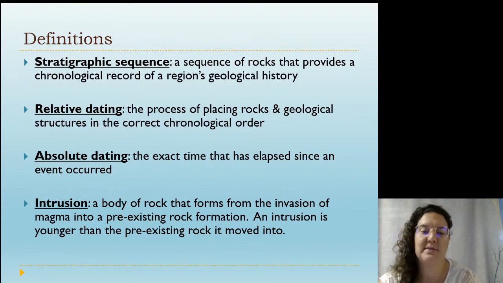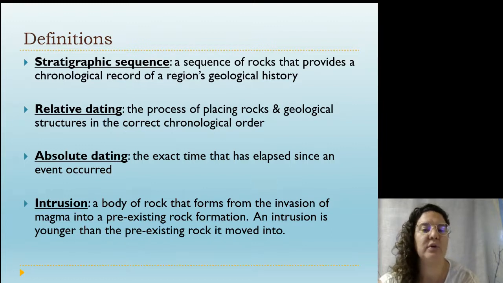Another one is relative dating. And this is the process of placing rocks or other geological structures into the correct chronological order. So we're not looking exactly at how old they are or what year they were formed, but are they in the correct order relative to another? This is compared to absolute dating, which is the exact time that has elapsed since an event occurred. So we want to know when in history this occurred.